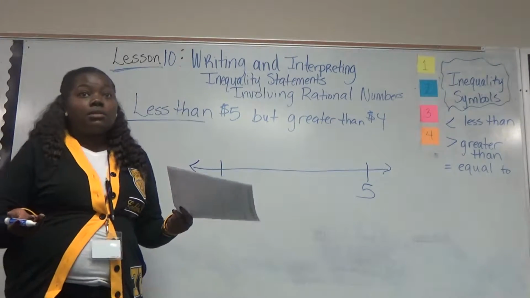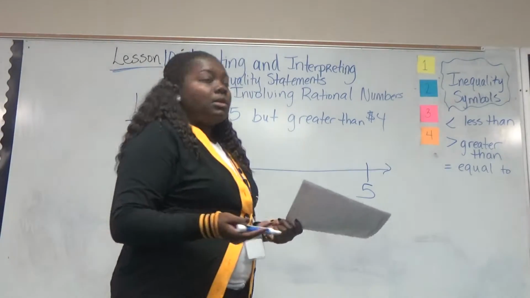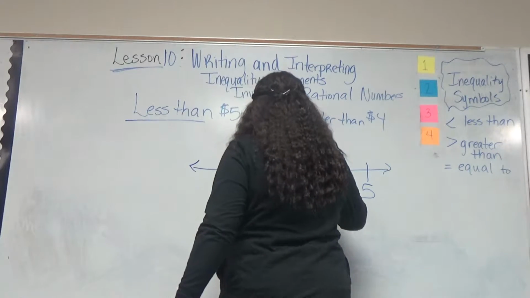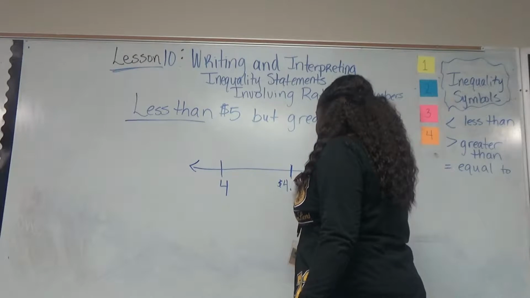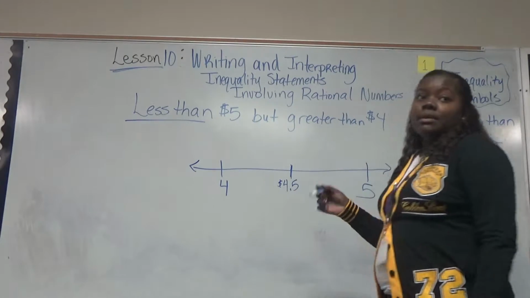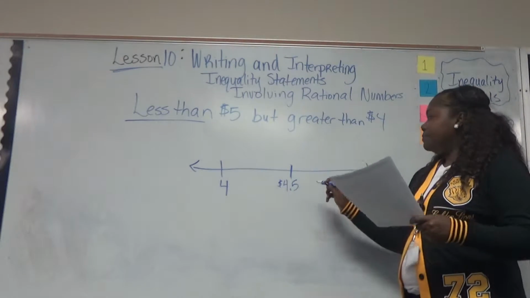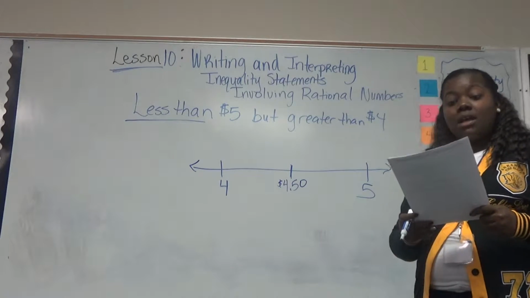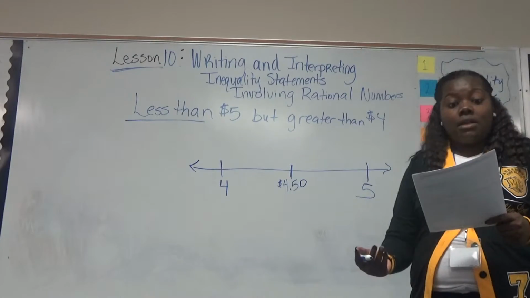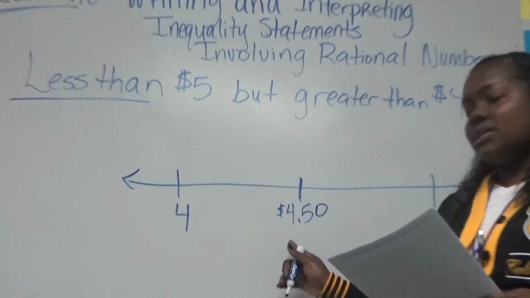4.5. $4.50. I could have $4.50, which would be right here in the middle, because that means $4 and 50 cents. So on A, you can fill in one possible value could be $4.50.